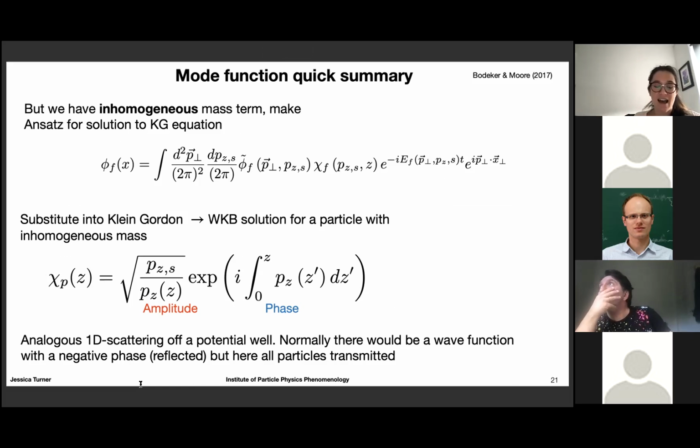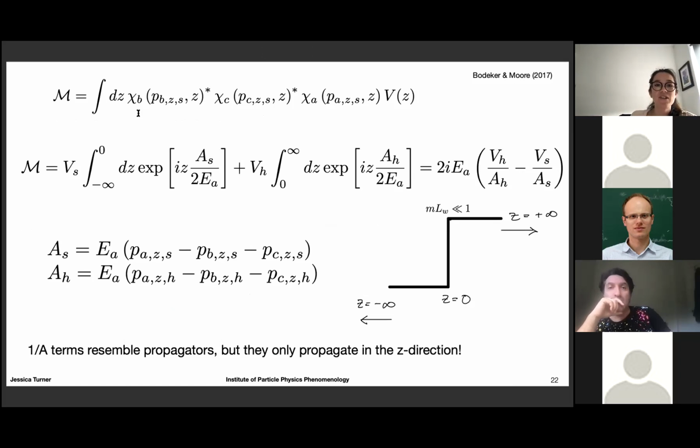And as I said, this is analogous to one-dimensional scattering of particles off of a potential well. And in Bodecker and Moore's case, they take these mode functions to all be positive in terms of the phase, and all of the amplitudes are 1. And that suffices to say that all of the particles are transmitted because the bubble is moving so relativistically that essentially the particles all have enough energy to penetrate the potential created by the bubble, and there's no reflection as a consequence of that.